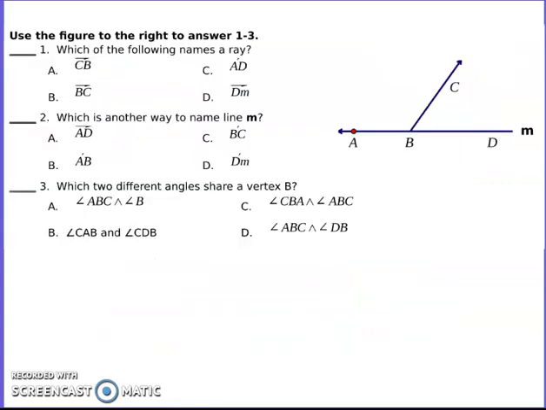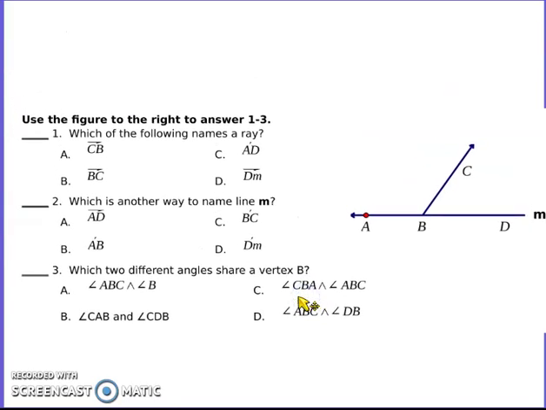Now, a little vocab to start off. We want to know which of the following names a ray. Now, keep in mind with a ray, it starts at a point and it continues in the opposite direction. Think of a sun's ray. It starts at the sun and it keeps going down to Earth, down to the other planets, depending on what they see.